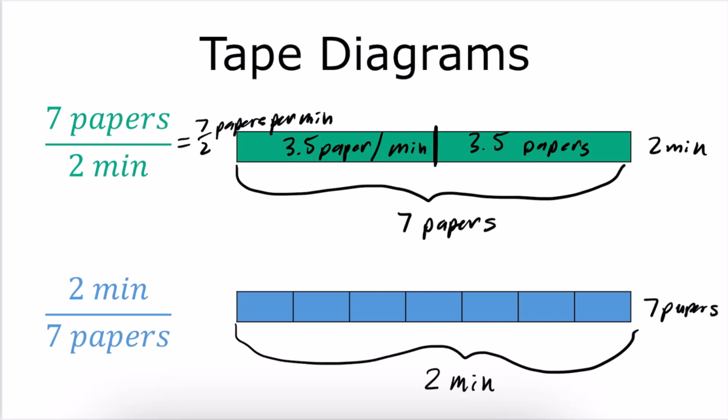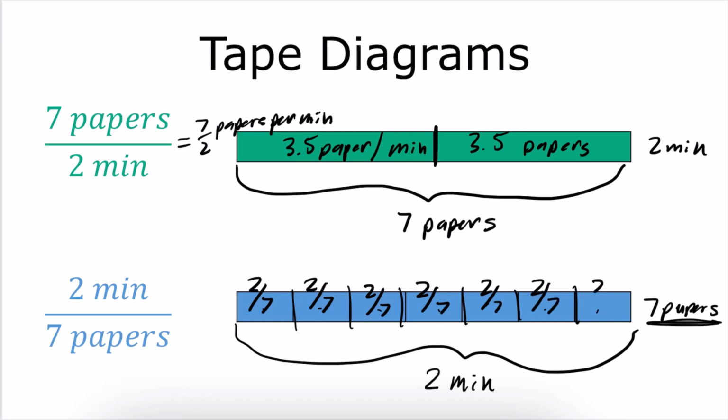And so if I split up 2 minutes into 7 pieces, then I can figure out how many minutes it takes me to grade each paper, because each one of these little boxes represent my 7 papers, and the total amount of time is 2 minutes. And this will be easier for your students to figure out if you've done some equal sharing problems. Because if you've done a lot of equal sharing problems, they would realize if you take 2 minutes and split it up into 7 groups, each of the groups will have 2/7 of a minute. And so that communicates the unit rate that it takes 2/7 of a minute to grade each paper.